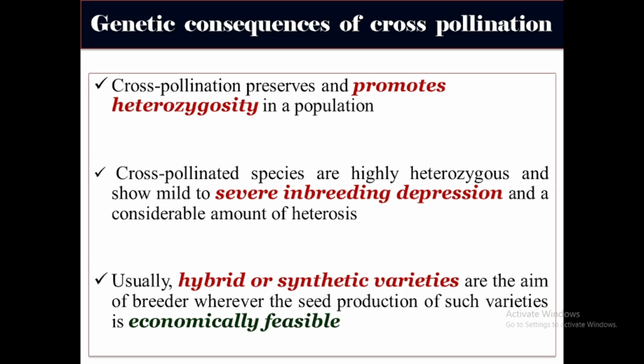Genetic consequences of cross-pollination. Cross-pollination preserves and promotes heterozygosity in a population. Cross-pollinated species are highly heterozygous and show mild to severe inbreeding depression and a considerable amount of heterosis. The breeding methods in such species aim at improving the crop species without reducing heterozygosity to an appreciable degree. Usually, hybrid or synthetic varieties are the aim of breeder wherever the seed production of such varieties is economically feasible.